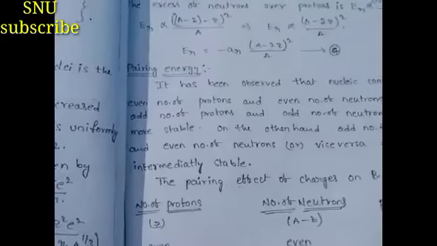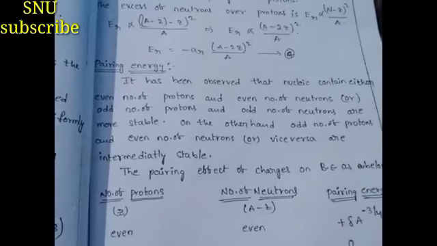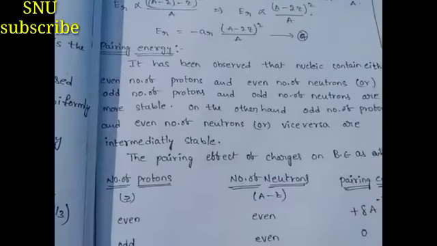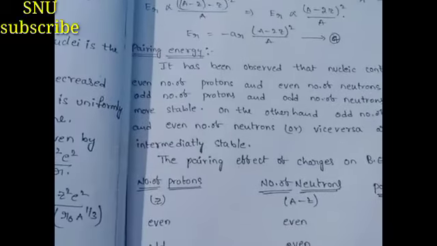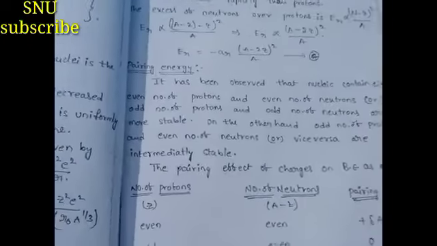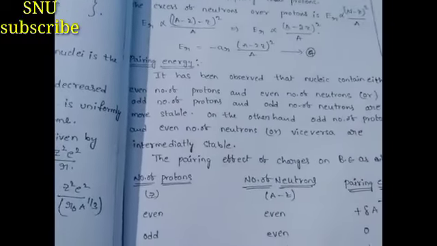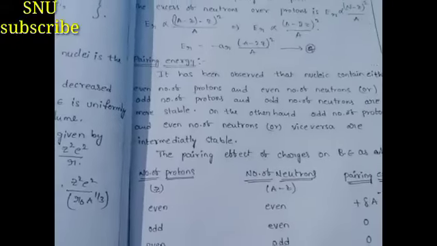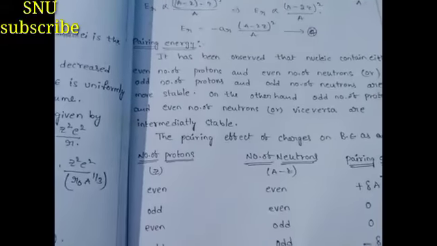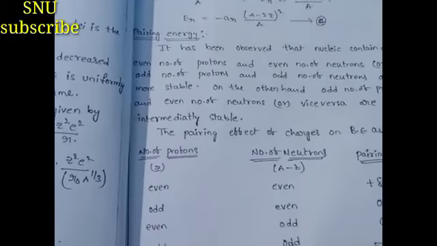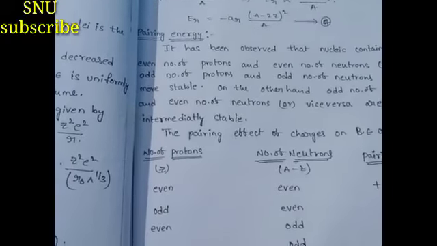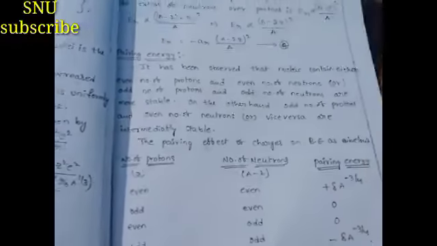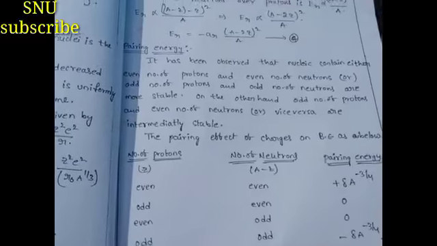Pairing energy. It has been observed that nuclei containing either an even number of protons and even number of neutrons, or an odd number of protons and odd number of neutrons, are more stable. On the other hand, an odd number of protons with an even number of neutrons, and vice versa, are intermediately stable. The pairing effect on binding energy is as below.